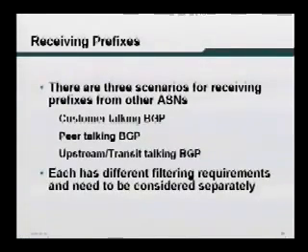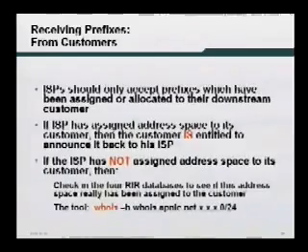So that was announcing prefixes. Now receiving prefixes. Well, there are three scenarios for receiving prefixes from other autonomous systems. It's a customer talking to BGP, or a peer talking BGP, or an upstream or transit talking BGP, and each one has got different requirements. For starters, if you're talking BGP with your customers, ISP should only really accept prefixes which have been assigned or allocated to the downstream customer. If you know what your customer is going to announce to the internet, that's what you should be accepting from them. So you can set up quite a specific filter to do that.